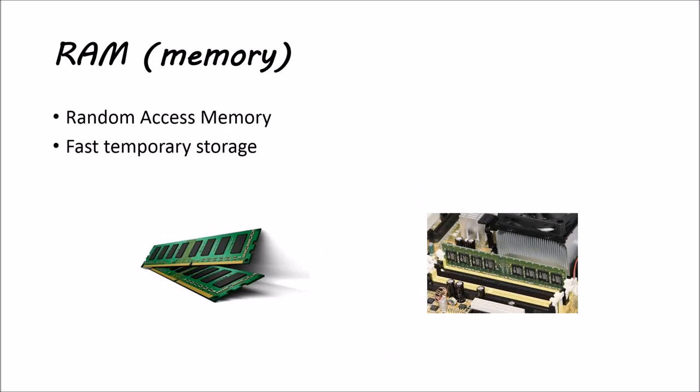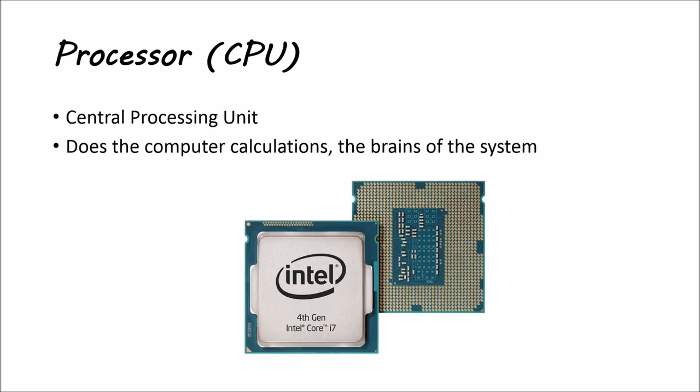RAM is called random access memory, and it's fast temporary storage. So a lot of times when you open a program, the computer will read it and put it into RAM so you can access it faster. It helps the computer run a lot faster.